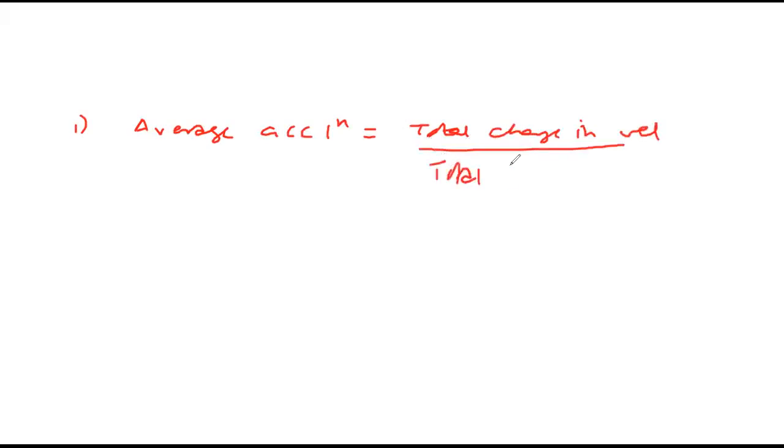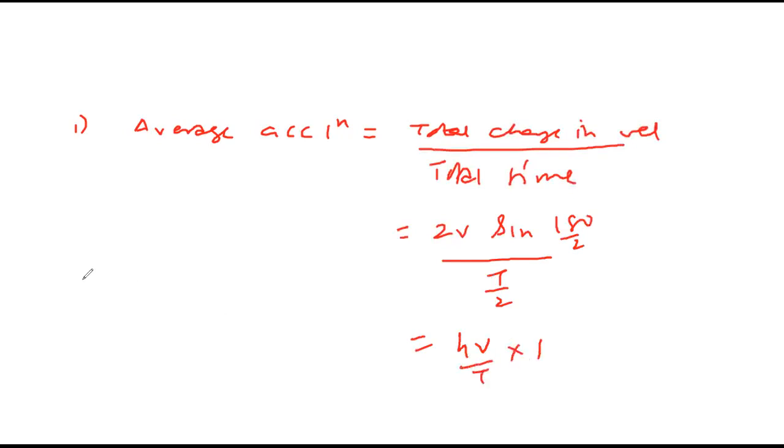Half revolution. So average acceleration is total change in velocity upon total time, correct? Yes, sir. Total change in velocity in half revolution is 2v sin(180/2), time taken is T by 2, correct? So it is 4v by 2, sin 90 is 1. That is 4v upon 2 pi r upon T. So this will become 2 times v square upon pi r.